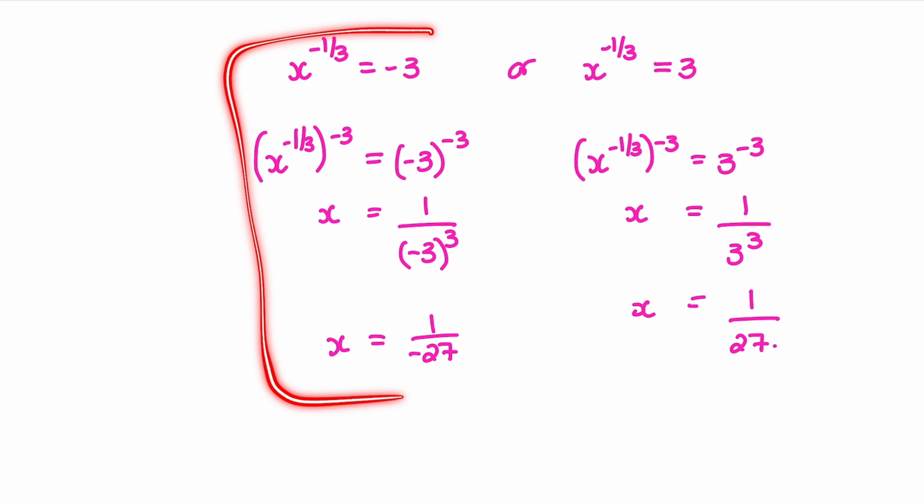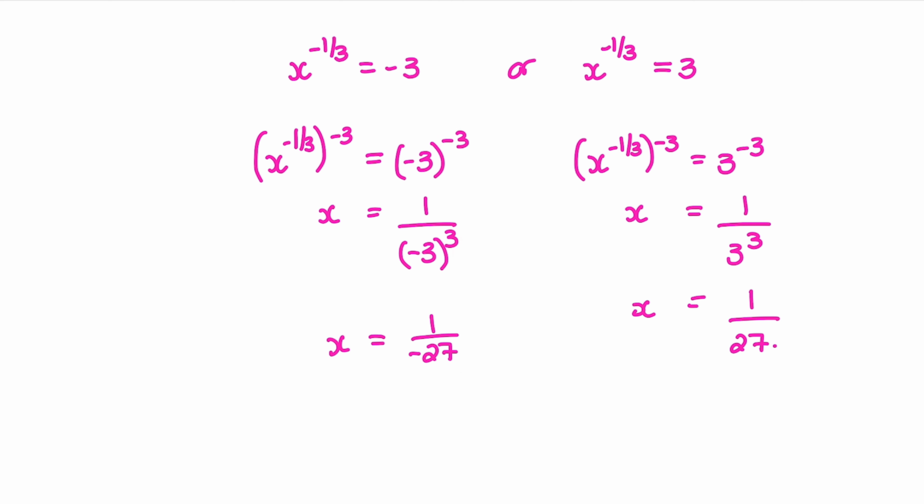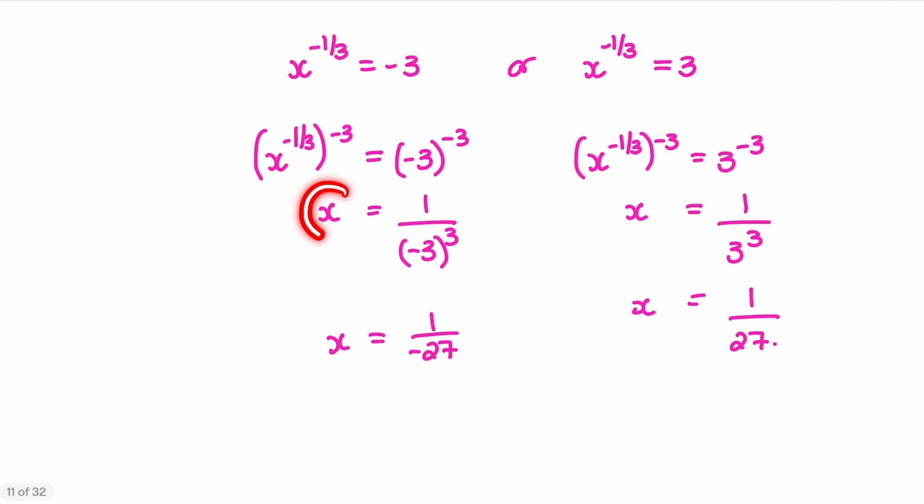Let us focus on the left-hand side first. If I have x to the power of negative 1/3 and I want to create x, or x to the power of 1, then I'll multiply this negative 1/3 with its reciprocal. So that is negative 3 over 1. And what I do on the left-hand side, I repeat on the right-hand side. So if I take negative 3, I'll raise it to the power of negative 3. And that's the same as saying 1 over negative 27.